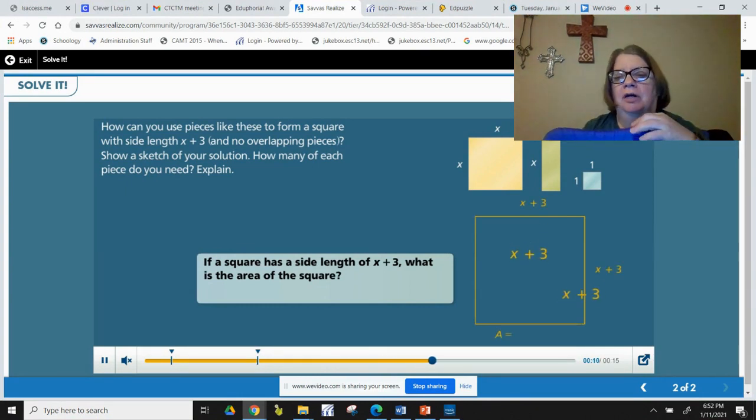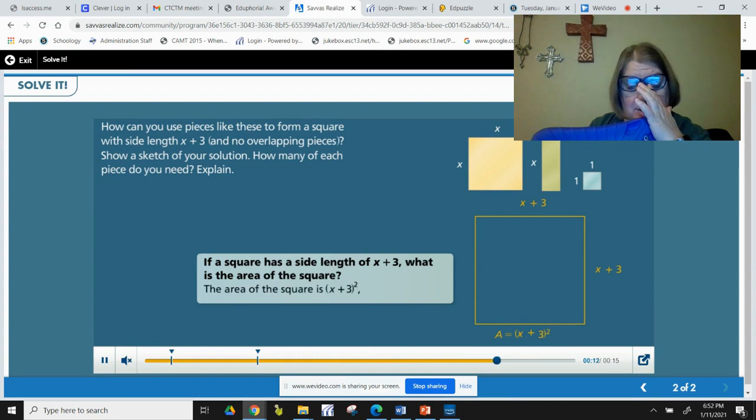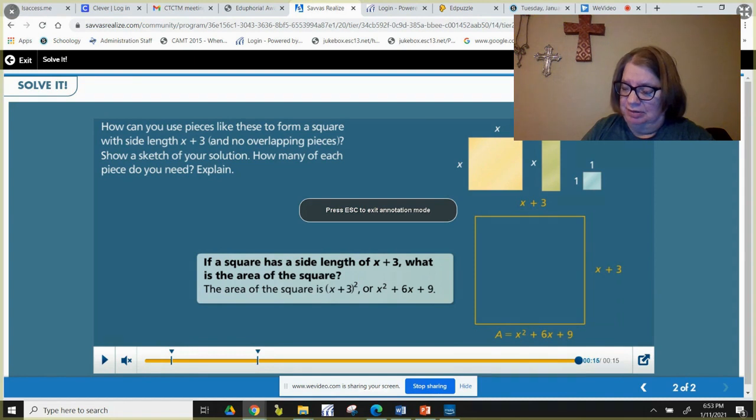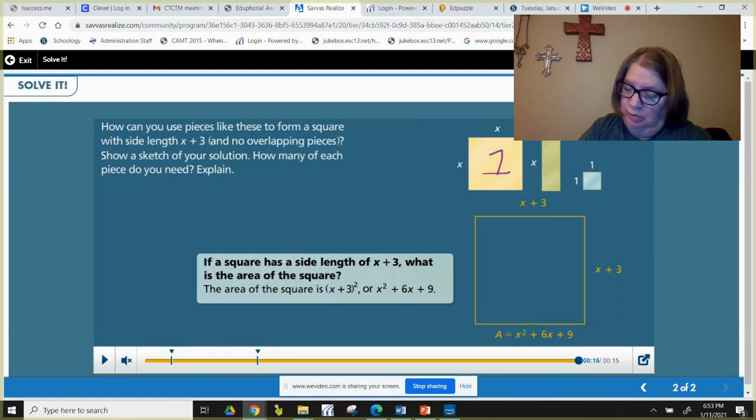Here's a drawing of x plus 3 times x plus 3. We know to find the area, we multiply length times width. I wish these were clickable and draggable, but they're not. If you multiply x plus 3 times x plus 3, you get x squared plus 6x plus 9. So you would need one of these, because that's your x squared, 6 of these, and 9 of these, because that is your x squared plus 6x plus 9.